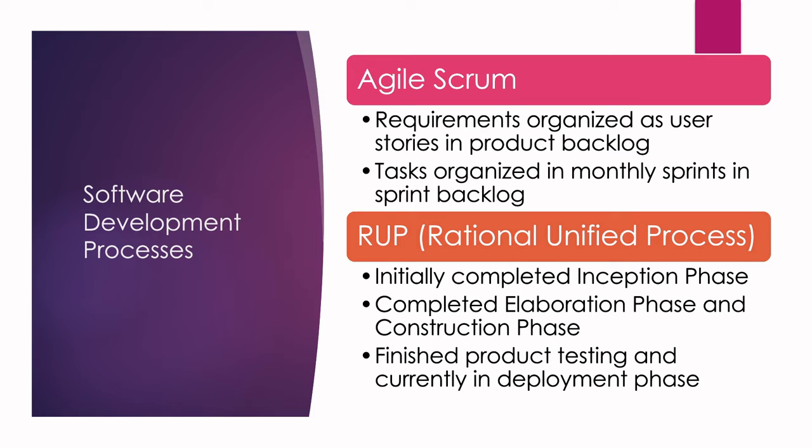Next up are the software development processes. We use the Agile Scrum methodology, and our requirements were organized as user stories in a product backlog, and then we organized those tasks into monthly sprints. We also use the Rational Unified Process methodology, and we initially completed the inception phase, and we've also completed the elaboration phase and construction phase. We recently finished the product testing, and we're currently in the final stages of the deployment phase.